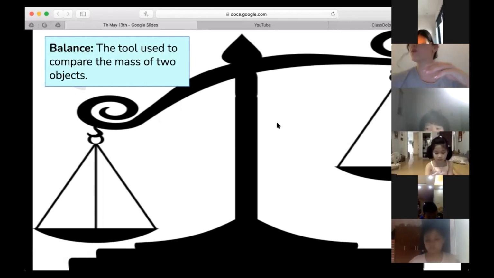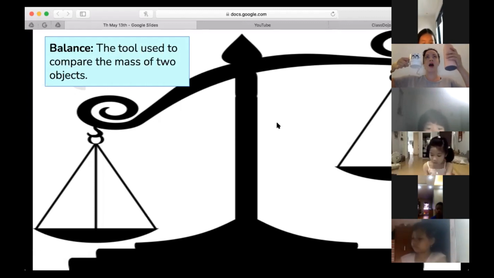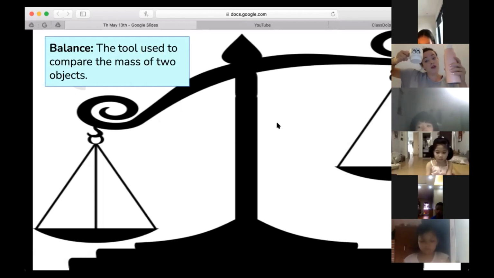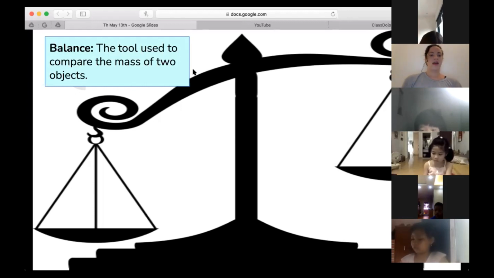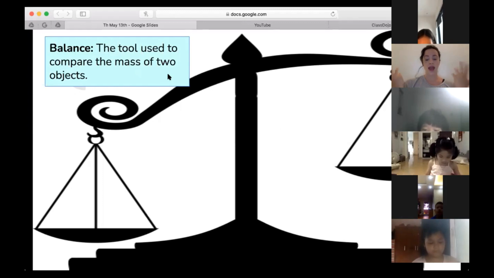It just compares. For example, here, I don't know how much these weigh, but I can feel them and know, well, this one has more mass. I don't know how much more, but I can feel that it has more mass. So a balance helps us compare the mass of two objects. Which one weighs more? Which one has more mass? But it does not tell us the weight.